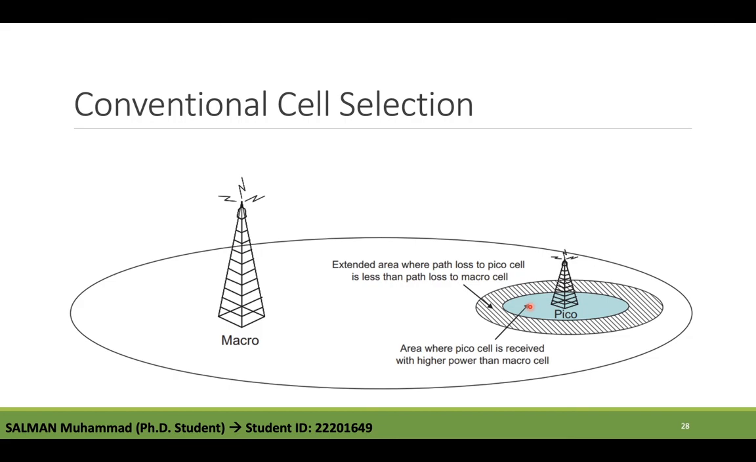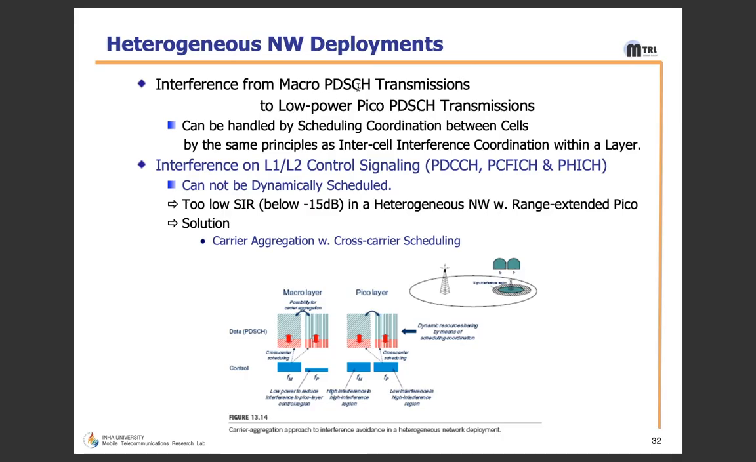Interference from the macro PDSCH transmission to the lower power picocell PDSCH transmission can be handled by scheduling coordination between the cells, by the same principle as inter-cell interference coordination within a layer. Interference on L1/L2 control signaling like PDCCH, PCFICH, and PHICH can be dynamically scheduled. However, at too low an SIR, for example below minus 15 dB in a heterogeneous network with a range-extended pico, it cannot be dynamically scheduled.